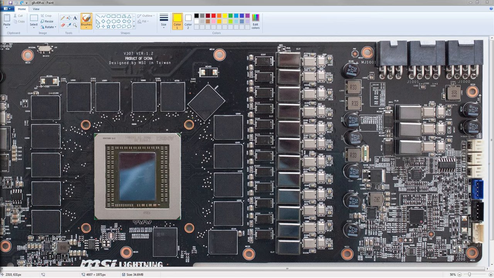Hey guys, Buildzoid here with another PCB breakdown video for you. Today we're going to be taking a look at the R9 290X Lightning.